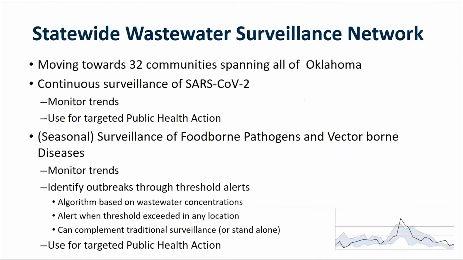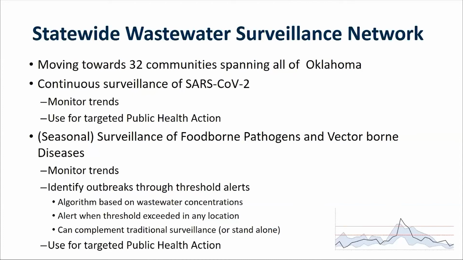So now we're moving towards a 32 community network, including Oklahoma City and Tulsa. Still working towards that. We started this summer, but this will allow us to continuously monitor SARS-CoV-2 and other public health or other infectious diseases over time, and move towards targeted public health action. Also, seasonal surveillance, as I mentioned, of these foodborne pathogens, vector-borne diseases. And the goal is to develop an algorithm that will identify outbreaks through threshold alerts.